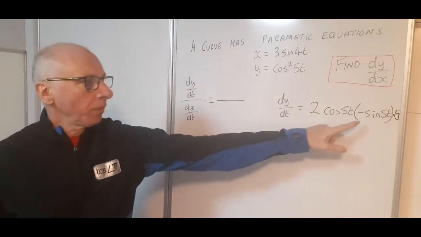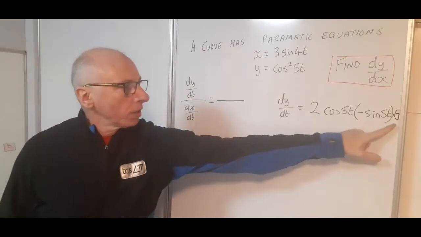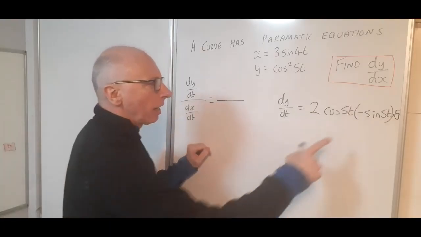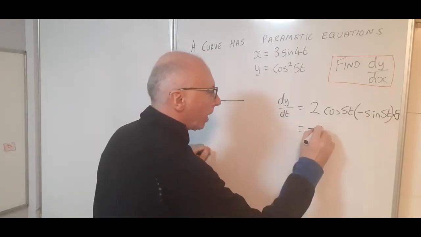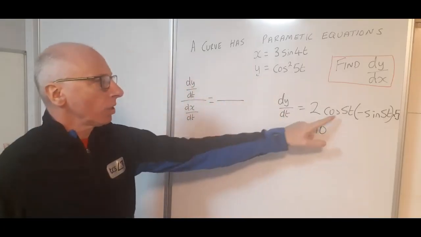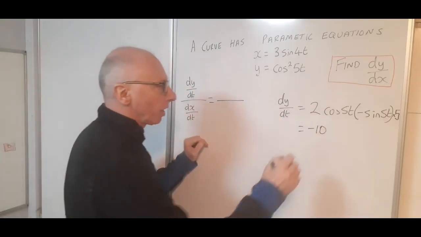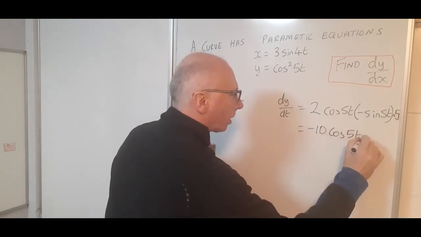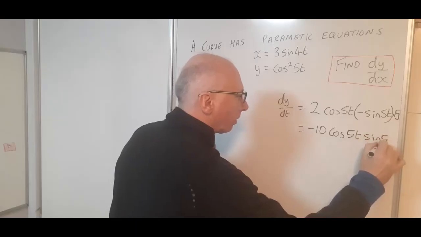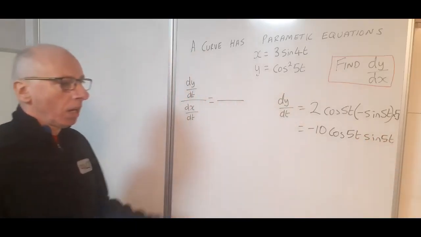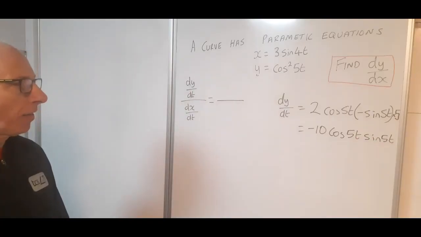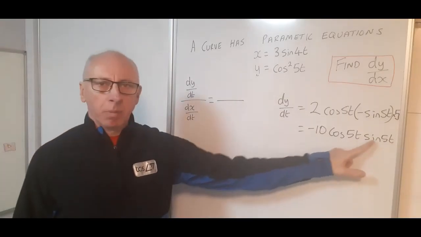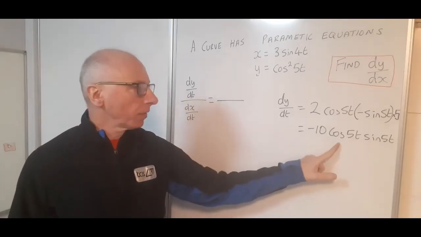So let's just simplify this out. We've got 2 times 5 is 10, and with a minus we've got minus 10, and then we've got cosine 5t sine 5t. Okay, that takes care of that, but we could actually combine these into one trig function.